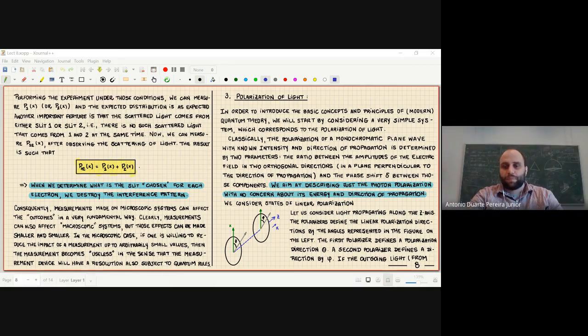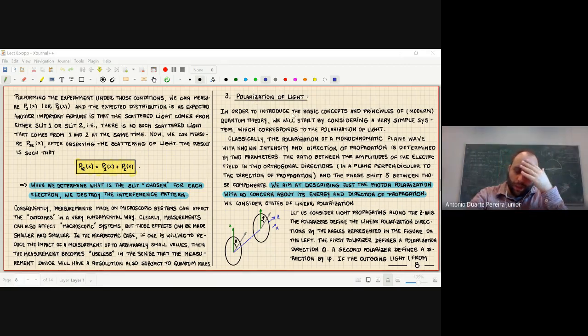Okay, so let me start the discussion of polarization of light. And as I said, this will be an environment where I will introduce the formalism of quantum mechanics. As I discuss this system, I will introduce some rules and some notation that will be used in quantum mechanics when you want to describe a more generic system.